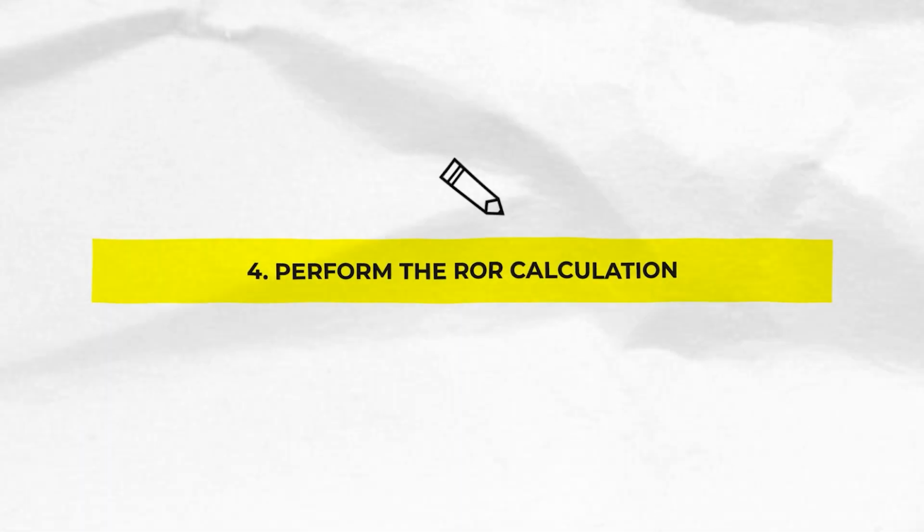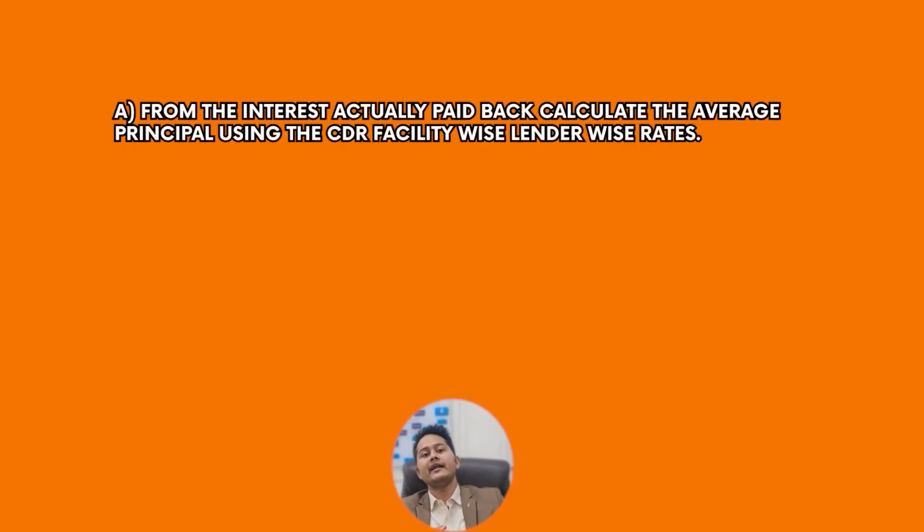So now you have the inputs, you have to do the processing. The first processing which you need to do is that from the interest actually paid under the restructuring package, you have to back calculate the average principal on which that interest has been paid. Over here, you will use the CDR rates, which will help you to understand what exactly was the average principal on which that interest has been paid.